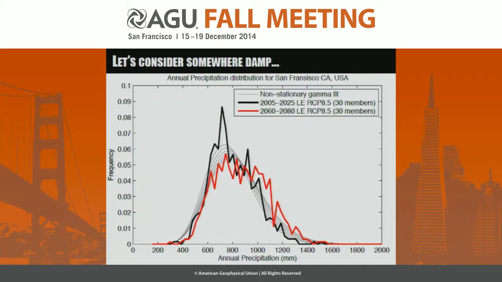So again, going to San Francisco. The black line shows the distribution of precipitation which you'd expect from the large ensemble in the present day. And the red line shows the distribution which you'd expect between 2060 and 2080 in RCP 8.5. And so the model, with an ensemble as large as this, is fairly clear about what's going to happen. There are not going to be any years which are significantly drier than are experienced in the present day in the model. But the tail of the distribution shifts to the end.